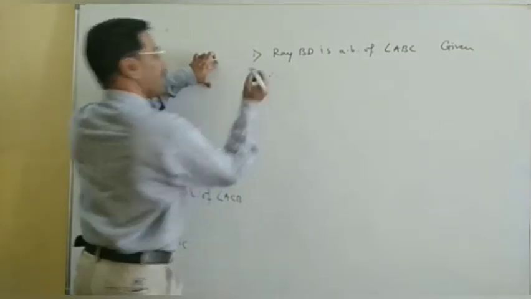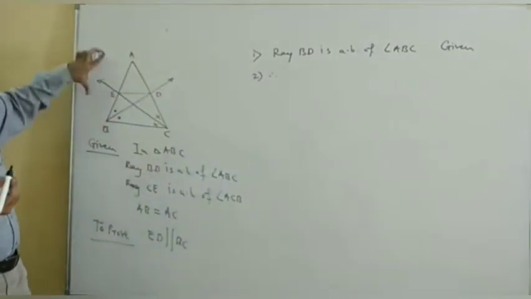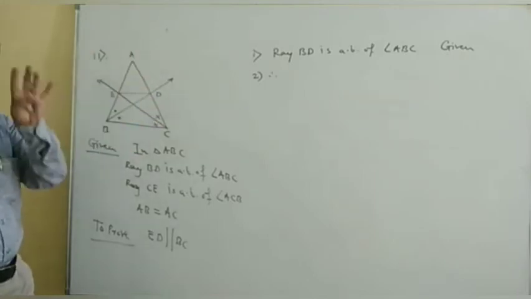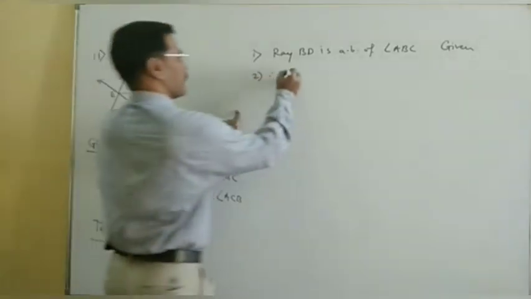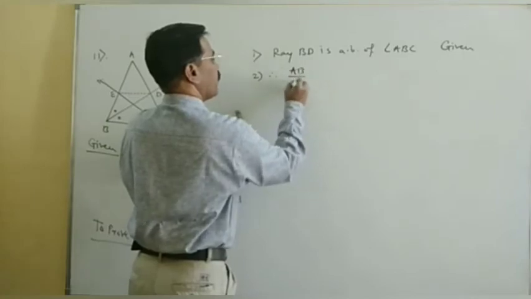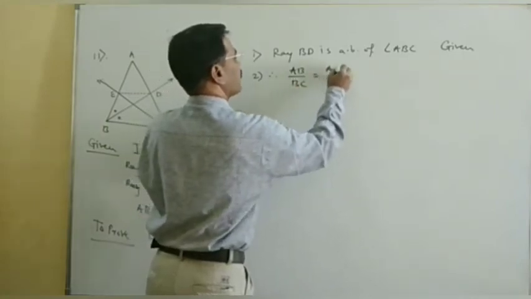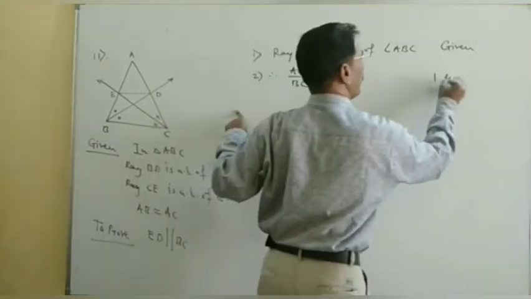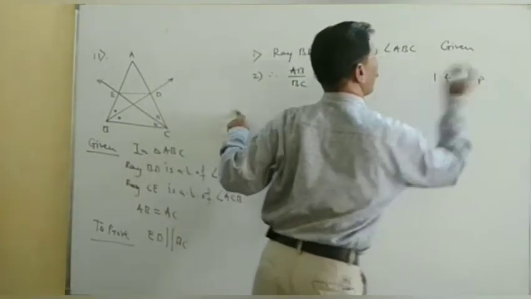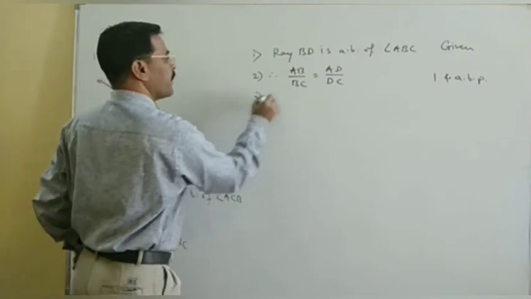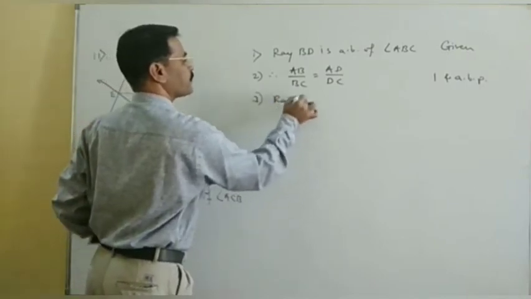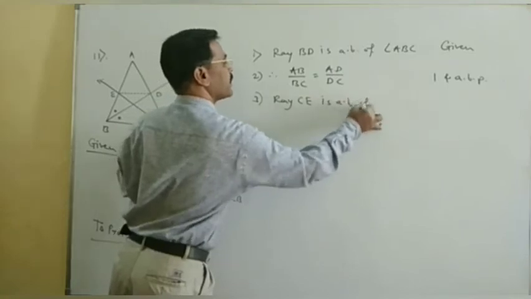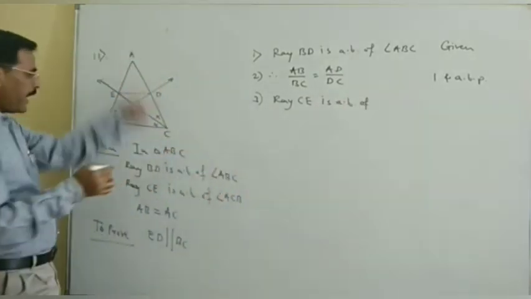So apply angle bisector property. What is that? AB upon BC is equal to AD upon DC. Just see that much part only. AB upon BC, which is equal to AD upon DC. This is from 1 and angle bisector property. Similarly, ray CE is angle bisector of which angle? ACB.